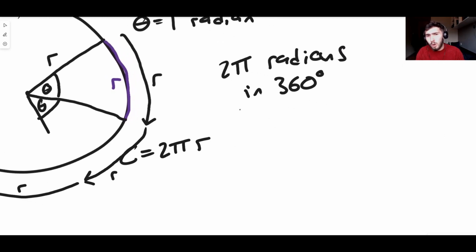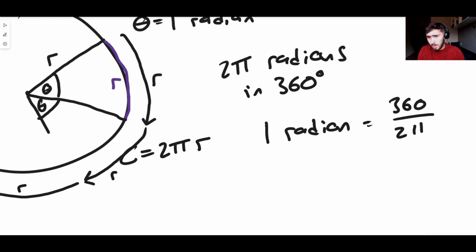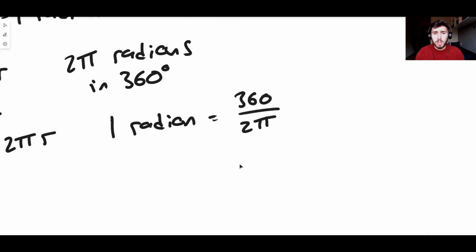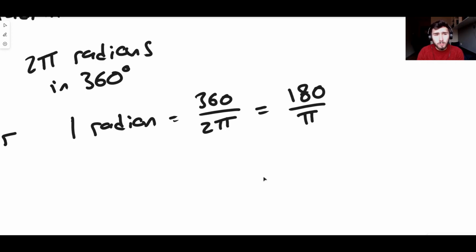Which means if we want to convert between radians and degrees, we have a simple conversion factor. 2 pi radians is 360 degrees. Dividing both by 2 pi, 1 radian is 360 divided by 2 pi degrees. That fraction simplifies to 180 divided by pi degrees. So to convert from radians into degrees, you multiply by 180 over pi.